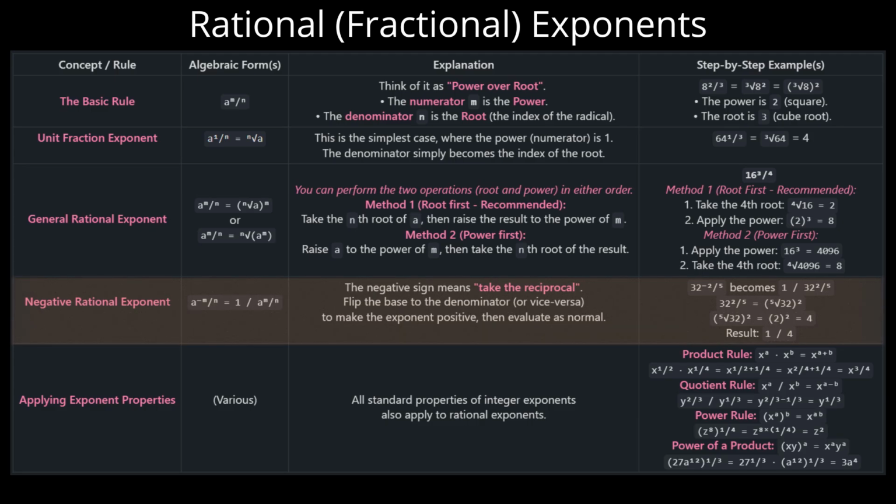What about negative fractional exponents? The rule is exactly the same as it is for any other exponent. A negative sign simply means take the reciprocal, or flip it. If we have 32 to the -2/5 power, the first thing we do is handle that negative sign. We flip it to the denominator, making it 1 over 32 to the +2/5. From there, we just solve the denominator. Take the fifth root of 32, which is 2, then apply the power, squaring it, which gives us 4. So our final answer is 1 over 4.